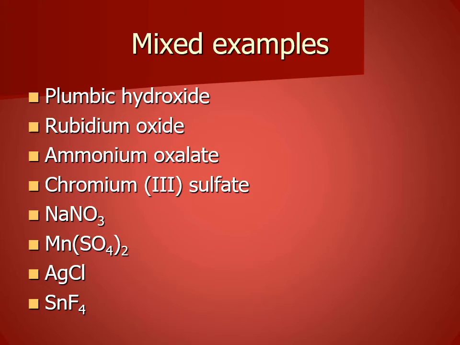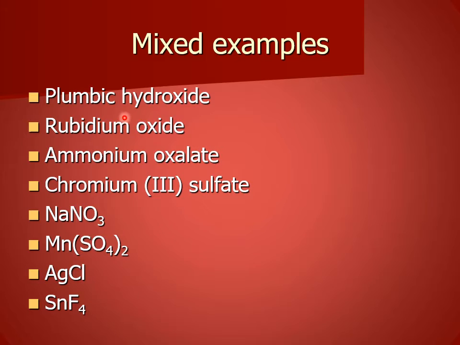Well, the best way to do this is simply just to look at some examples. And so, being very close to the end of this presentation, because this is all we're going to do now, let's look at these mixed examples. Plumbic hydroxide, rubidium oxide, ammonium oxalate, chromium 3 sulfate. The formulas NaNO3, Mn(SO4)2, AgCl, SnF4.